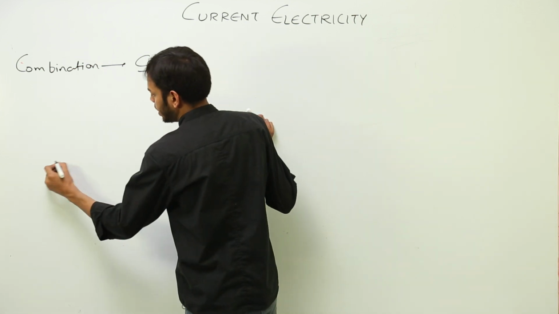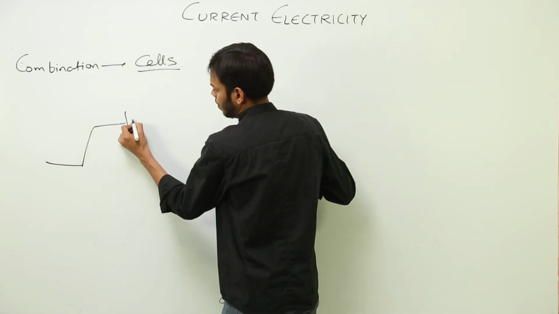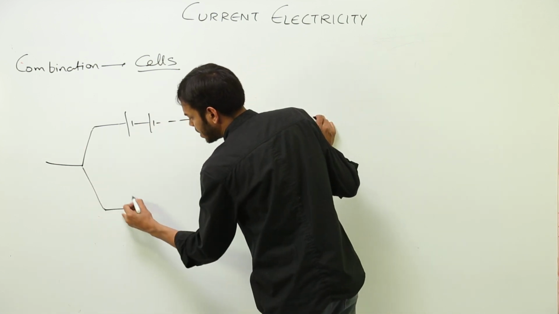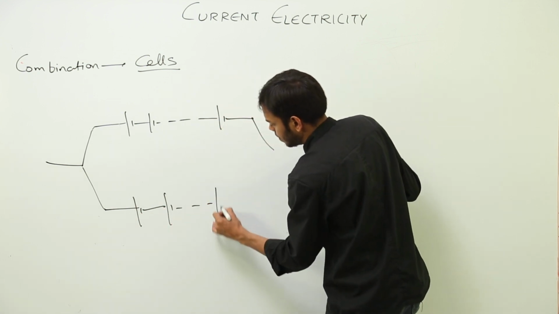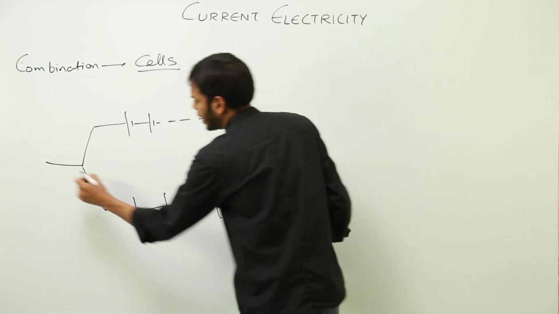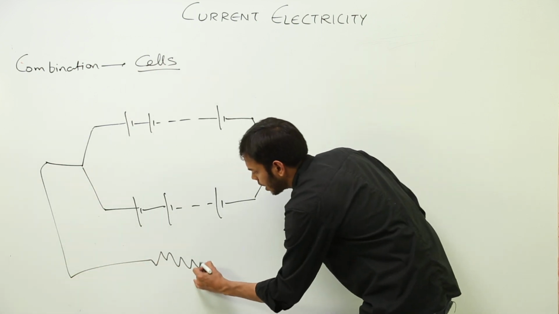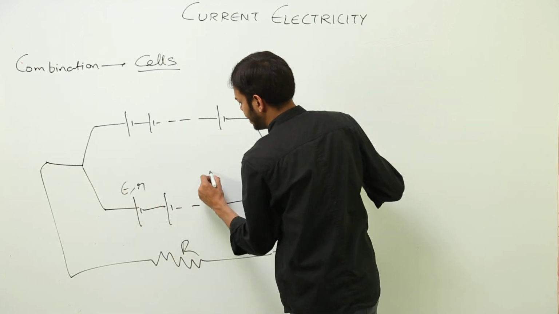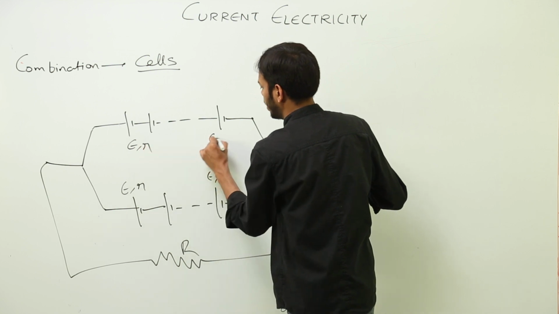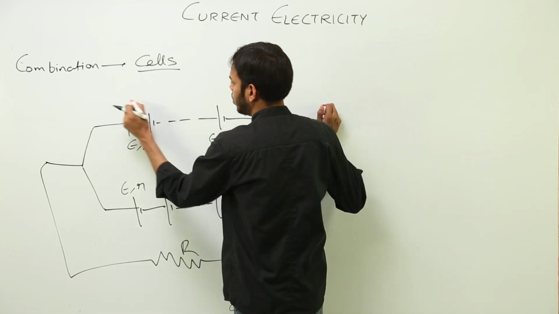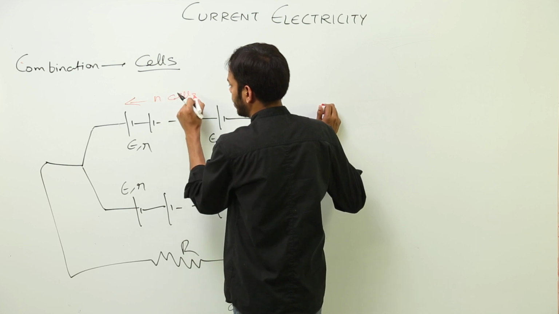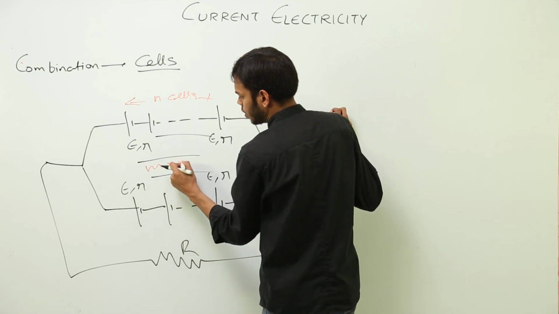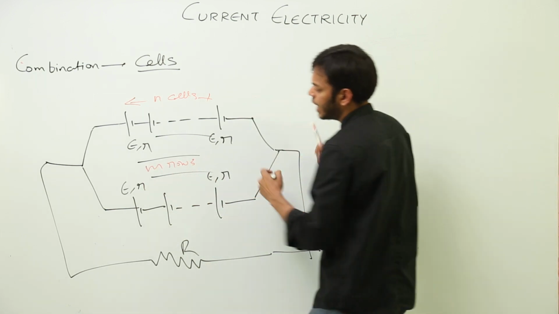This time what I am doing is, one cell, second cell, there are n such cells and there are m such rows, and they are all connected across an external resistance R. Now each configuration is same, E comma r. Now what do we know about it right now? There are n such cells and there are m rows. I have shown you only 2 lines, there are m such rows.